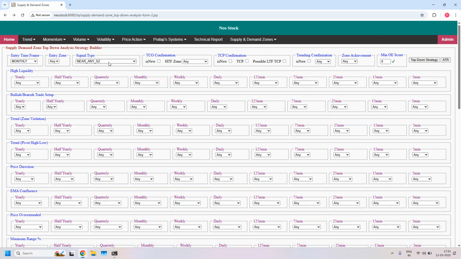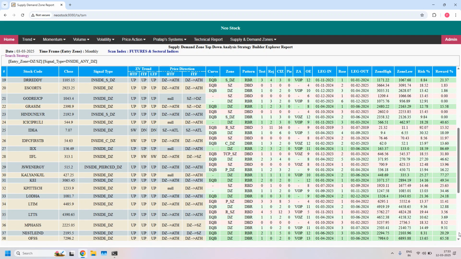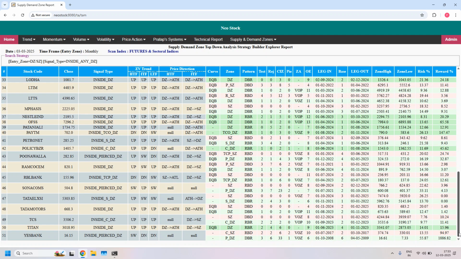Next, price closed inside the monthly demand zone. First 19 stocks in the list. I'm scrolling the list down. So total 51 stocks we got. We can further filter this list based on monthly demand zone having monthly EMA confluence.